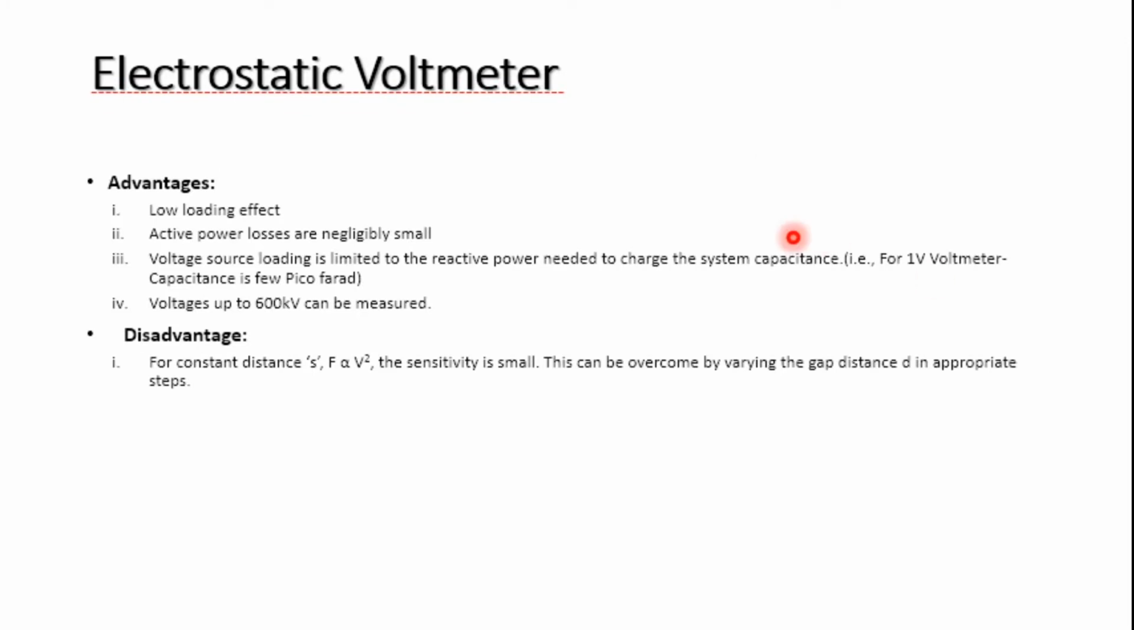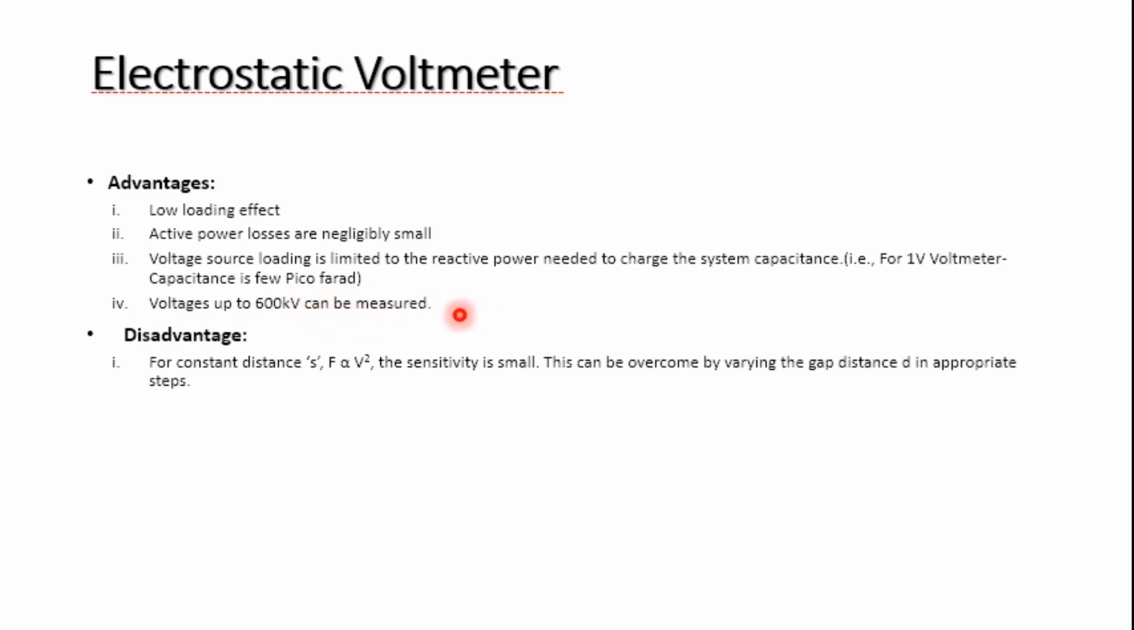Then coming to the advantages: low loading effect, because there is isolation between the high voltage arm and the low voltage arm. Active power losses are negligibly small because of the isolation between those two, and the voltage source loading is limited to the reactive power needed to charge the system capacitance, and voltages up to 600 kV can be measured.